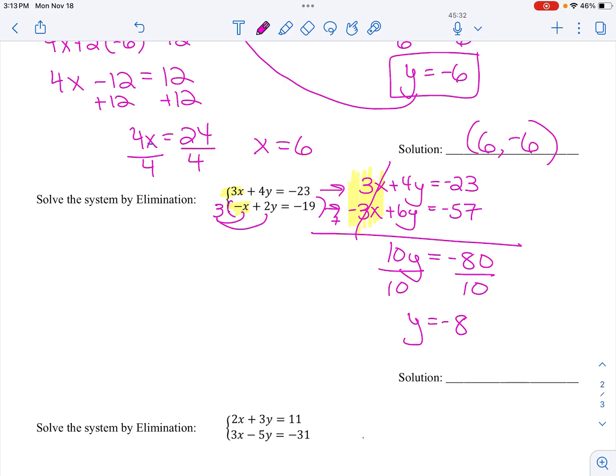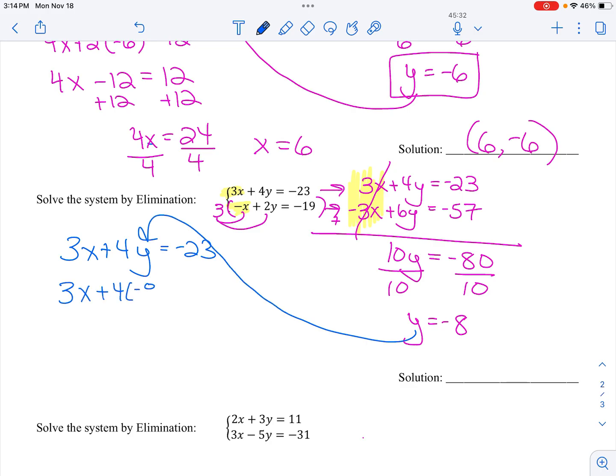And now I go complete full circle, and I'm going to finish my problem by subbing it into one of my equations. I'm going to pick the top one. Why? I don't know. There's less negatives, maybe. 3x plus 4y equals -23. I'm going to sub that in for y. So 3x plus 4 times -8 is -23. 3x, I got -32 equals -23.